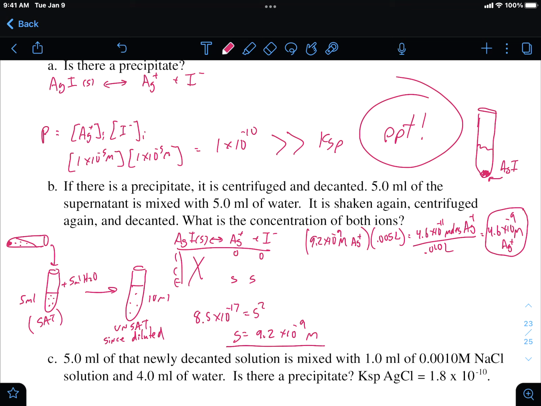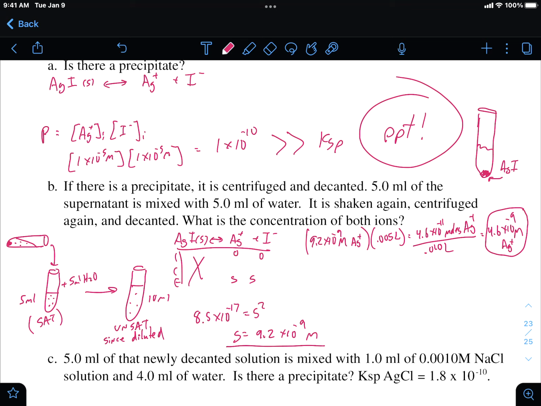Rohan? So isn't the solution shaken and centrifuged again and decanted after the addition of water? So we reach equilibrium again? Shoot. Yes. I didn't read that second sentence. Okay. Wait. Let me think. Shaken again, centrifuged again, decanted again. Okay. So in other words, we're not done yet.